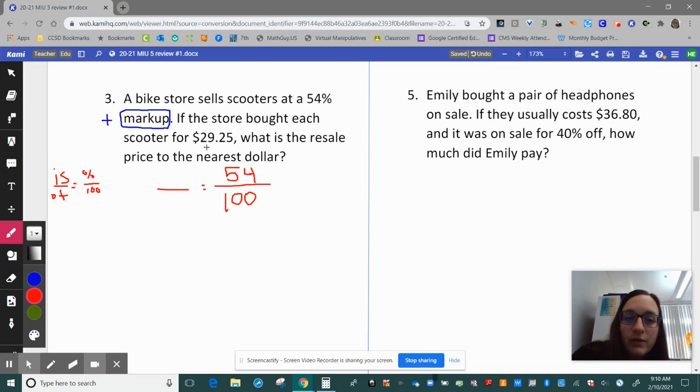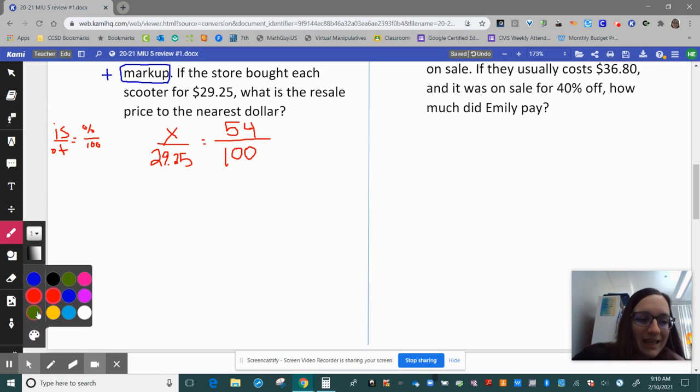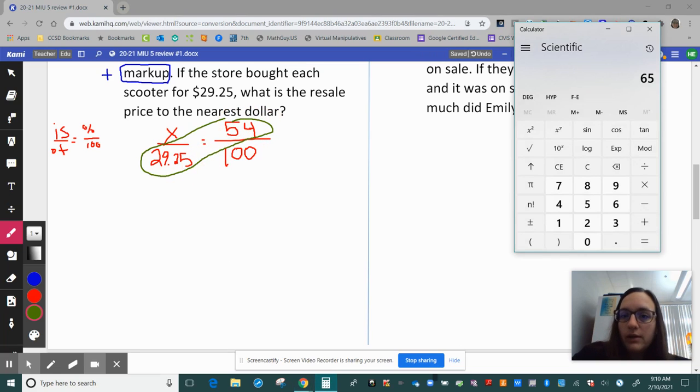If the store bought each scooter for $29.25, what we need is to have that as our denominator. That is our total that they bought it for. And we're going to find this piece up here that they marked it up, how much profit they're making. All right, we have it set up, and then we're going to solve using our cross products again, and we're going to multiply diagonally here. So we can take 54 times 29.25, and we'll use our calculator for that. So we have $29.25 times 54, which gives us 1579.5.